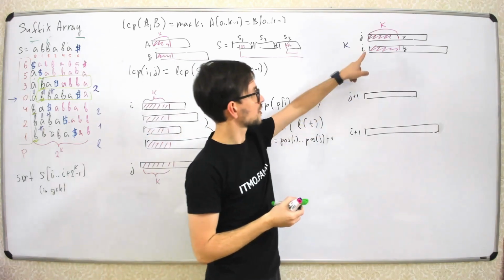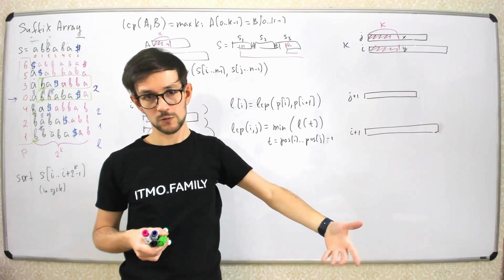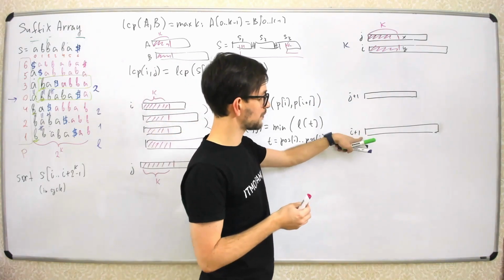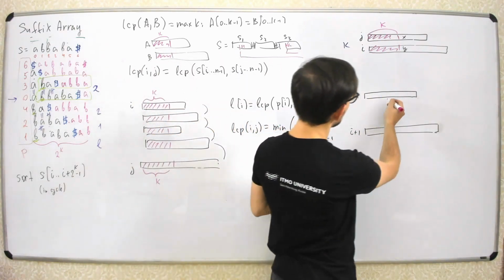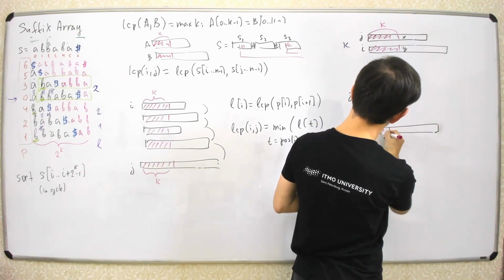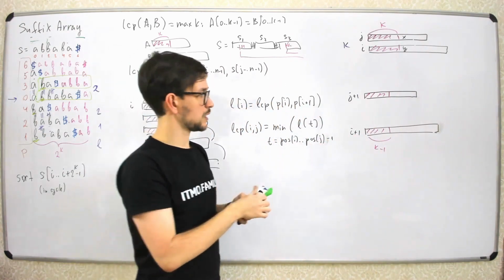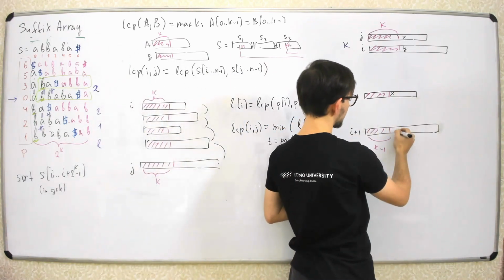Now, we have k common characters here. If we remove the first character, we'll get k minus 1 common characters. So these suffixes i plus 1 and j plus 1 have k minus 1 common characters. And here we have x, here we have y.